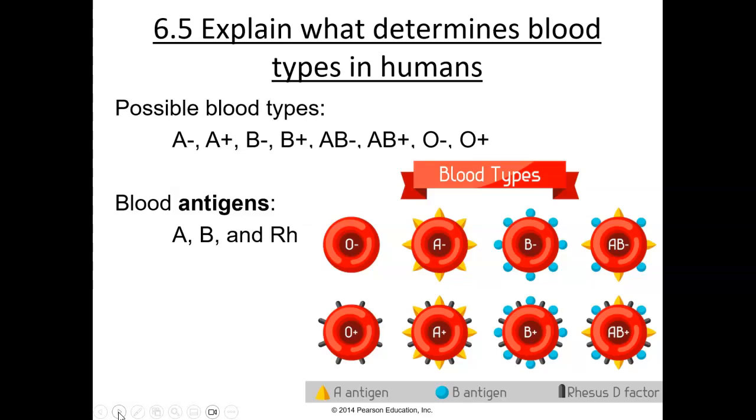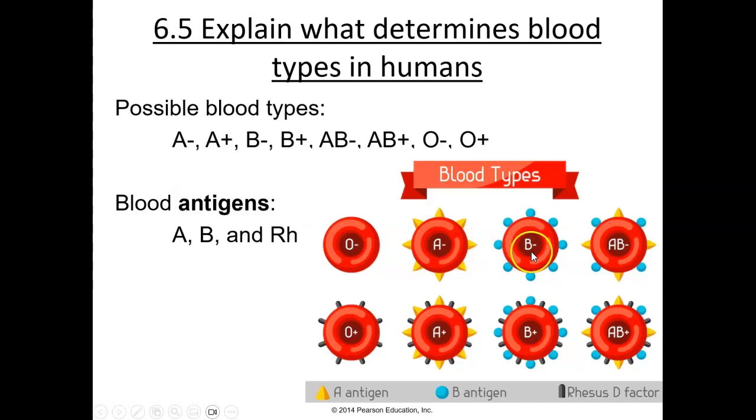Okay, so how do we know what the blood types are? So here's all the possible blood types. A negative, A positive, B negative, B positive, AB negative, AB positive, O negative, O positive. So there's two things going on here. We have the A, B, and O blood typing, and then we have this positive negative thing going on. So if we just start with the A, B, and O, and then we'll add the positive and negative on after that. So here's all the negatives up here.